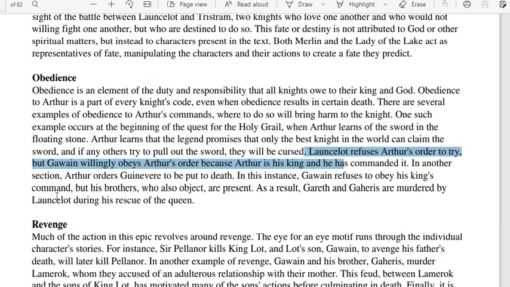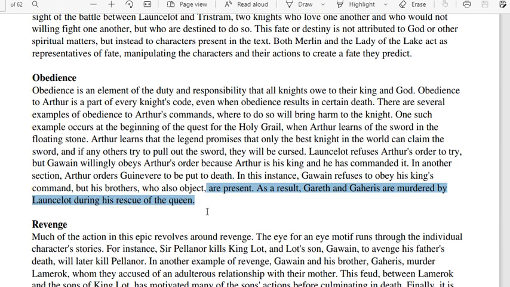In another section, Arthur orders Guinevere to be put to death. In this instance, Gawain willingly obeys Arthur's order because Arthur is his king and he has commanded it. In another section, Arthur orders Guinevere to be put to death. In this instance, Gawain refuses to obey his king's command, but his brothers, who also object, are present. As a result, Gareth and Gaheris are murdered by Lancelot during his rescue of the queen.